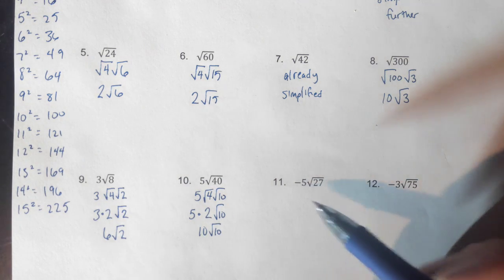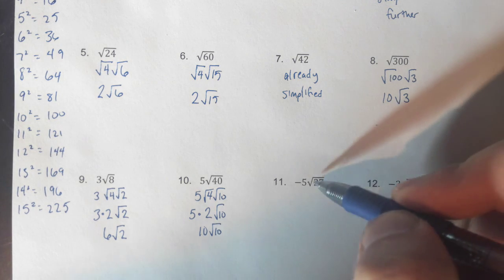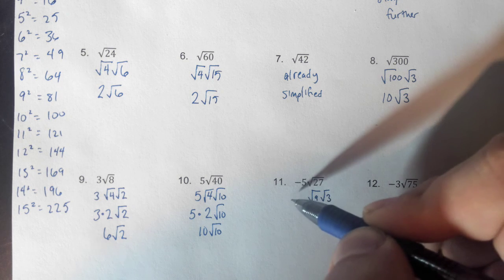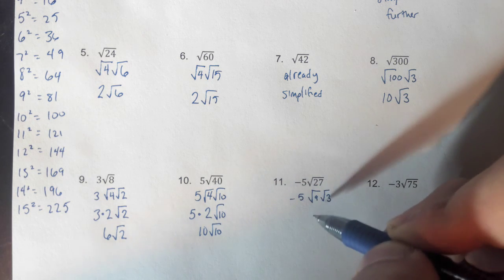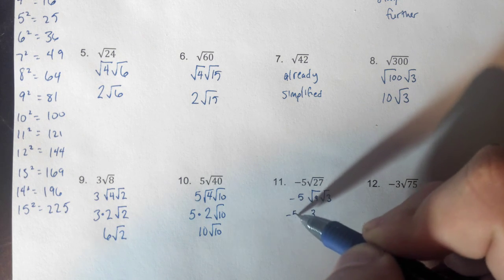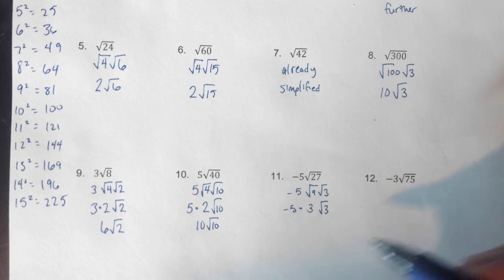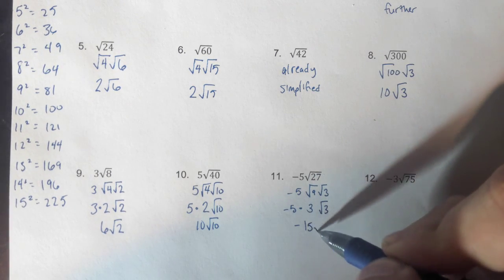11. There's a negative out front. Doesn't change anything. Look at the 27. 9 times 3 is 27. Square root of 9 is 3. So I've got negative 5 times 3 and also a square root of 3. Negative 5 times 3 is negative 15.